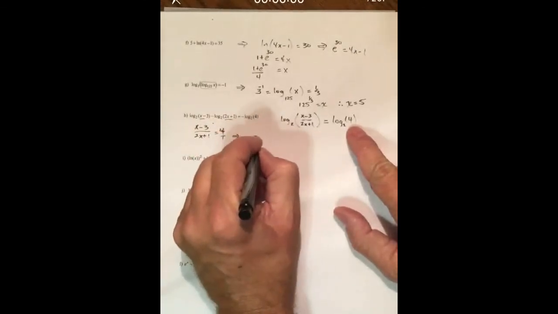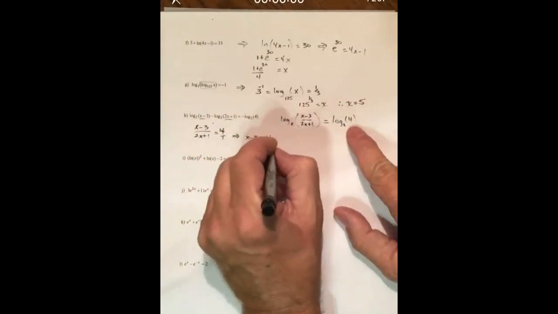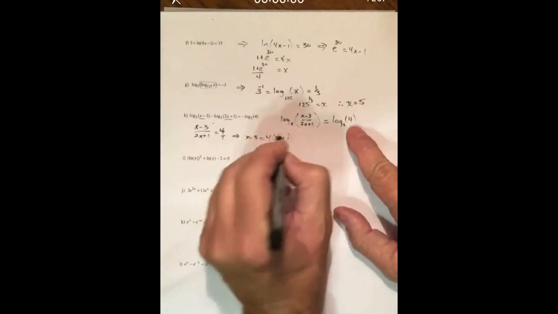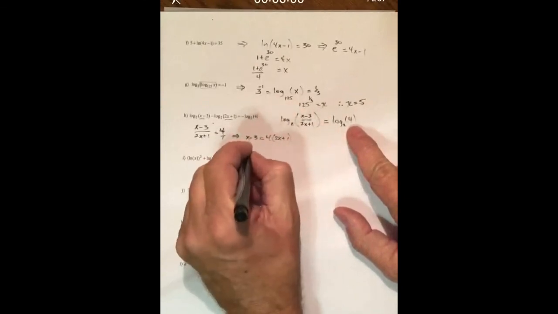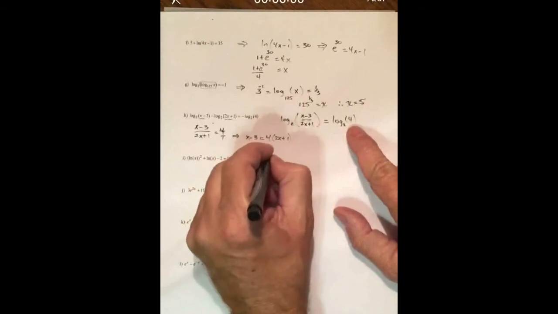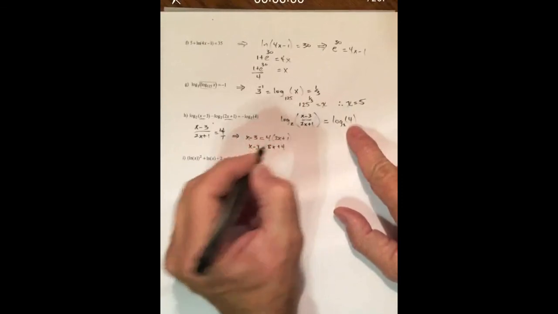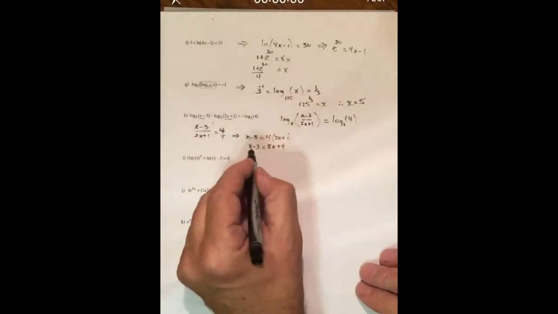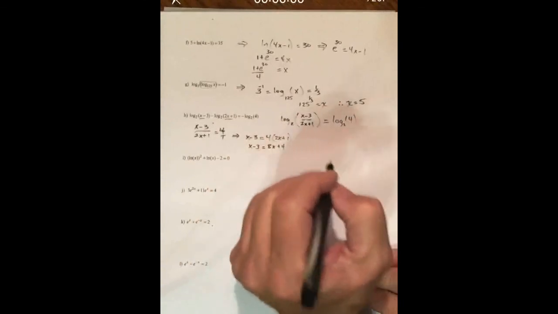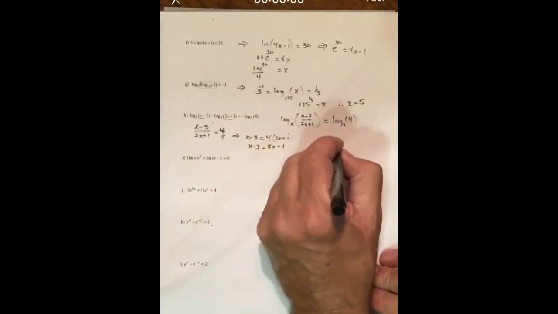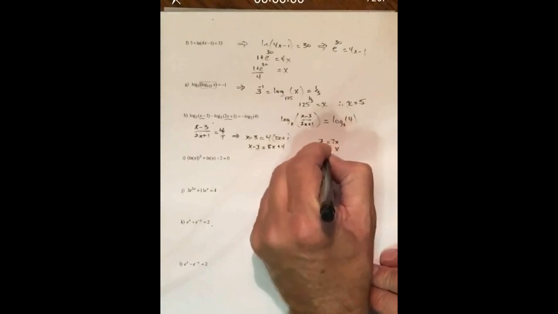That'll give me x minus 3 is equal to 4 times (2x plus 1). So that's x minus 3 is equal to 8x plus 4. And we're home free. I'm going to subtract x and add this over, and I'm going to get 7 is 7x. So x is 1.